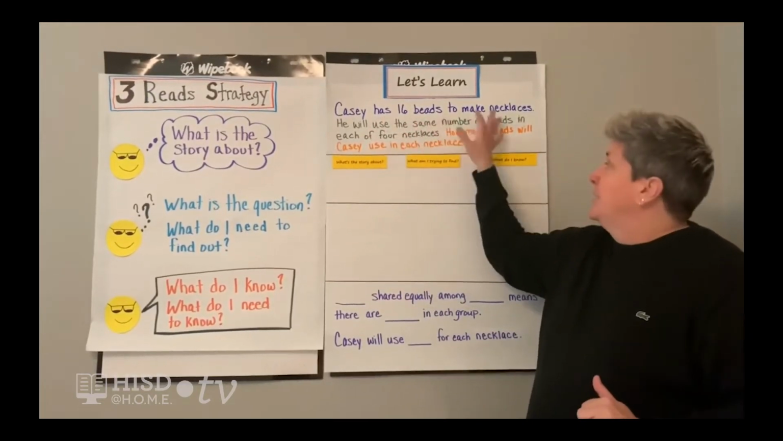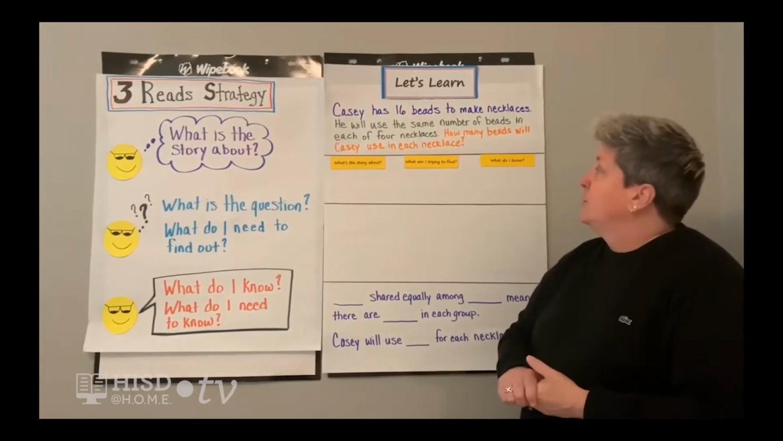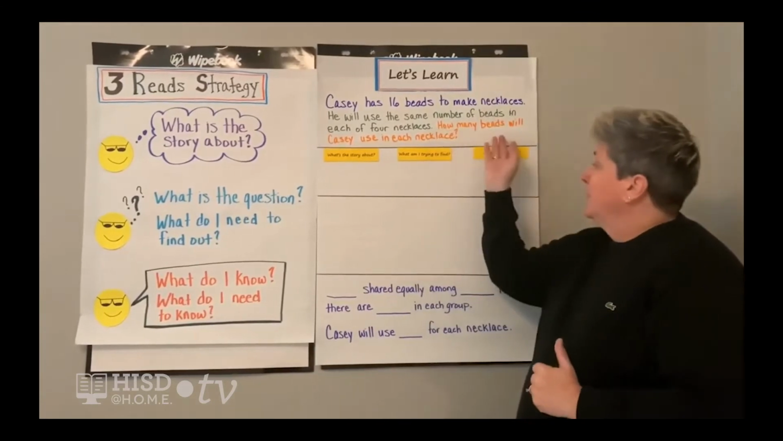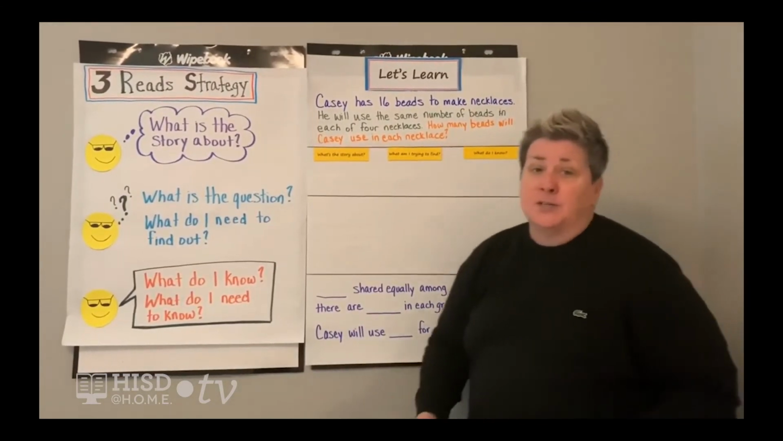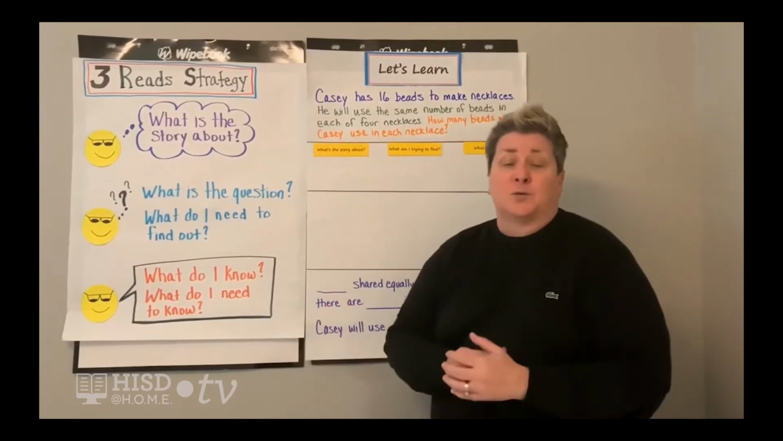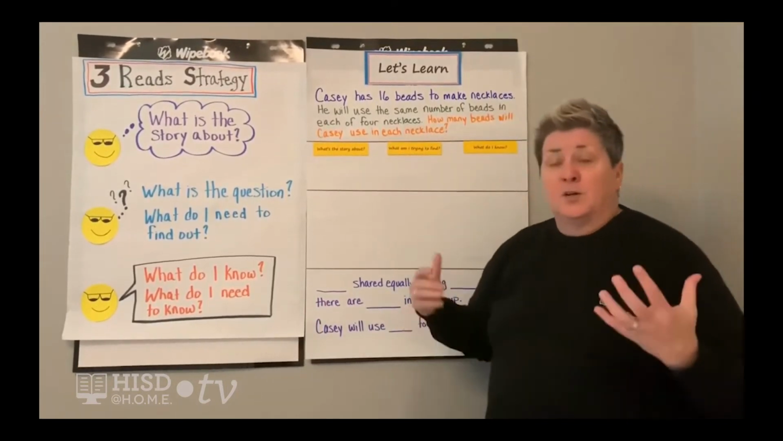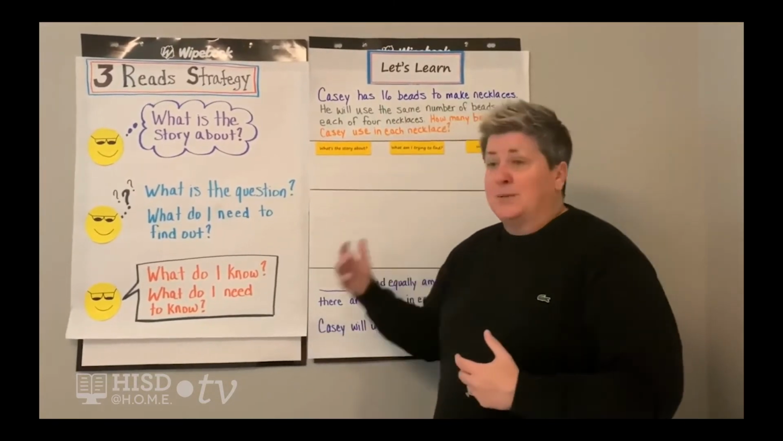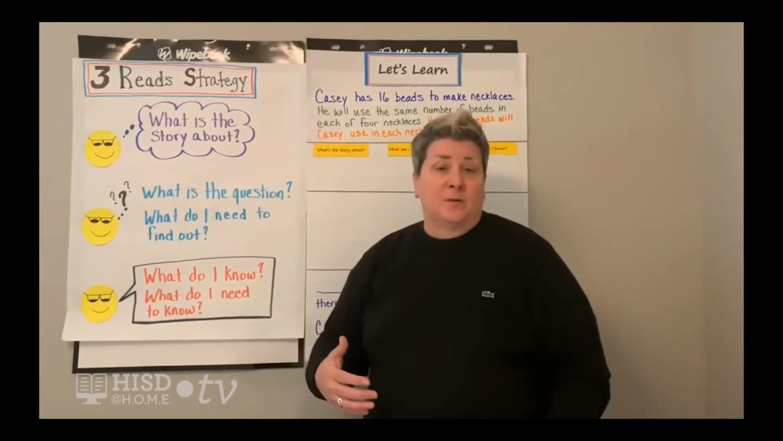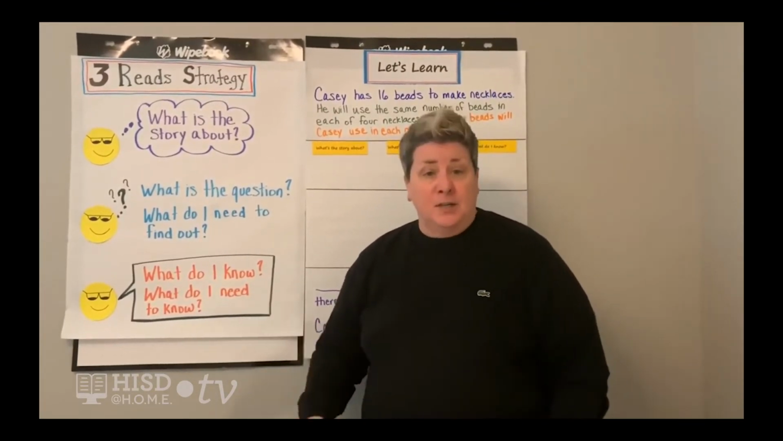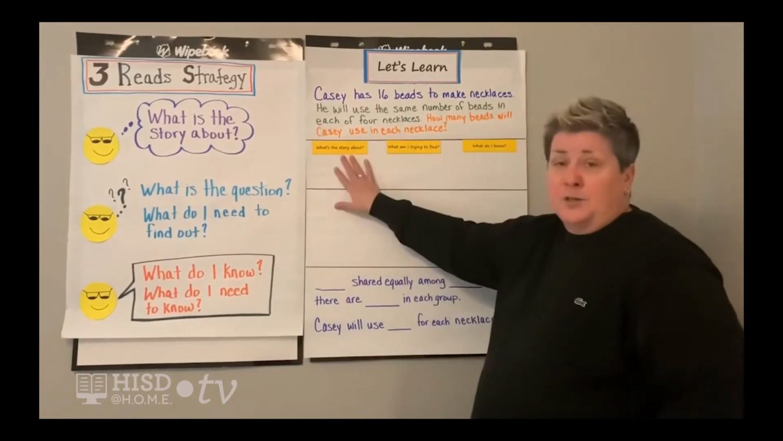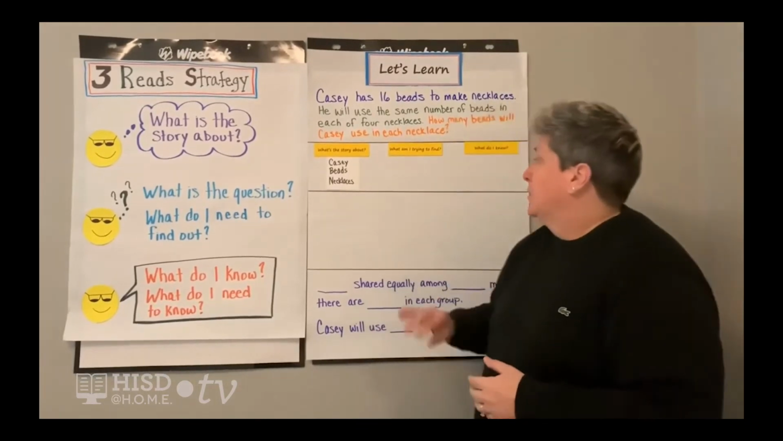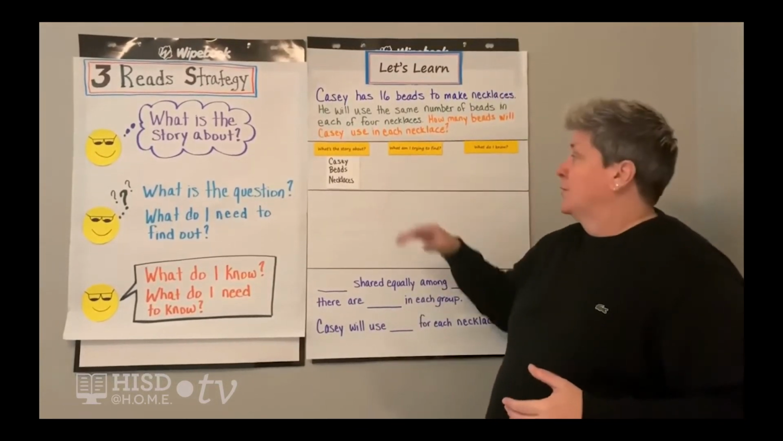Casey has 16 beads to make necklaces. He will use the same number of beads in each of 4 necklaces. How many beads will Casey use in each necklace? So who and what is the story about? When we read this, I know that my main character of my math story today is Casey. And Casey has some beads, and he wants to know how many of those beads he'll be able to put on each of 4 necklaces. So what is our story about? Casey, beads, and necklaces.